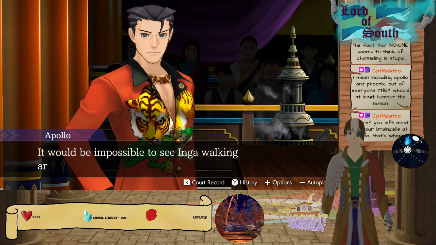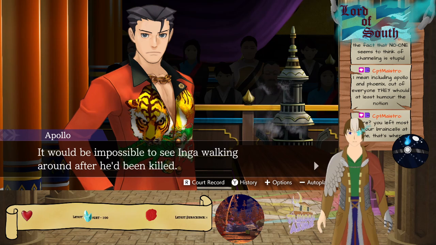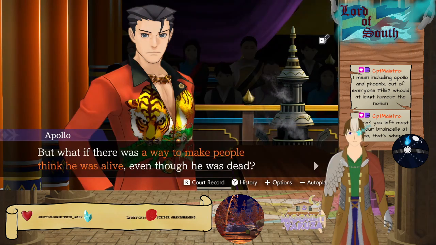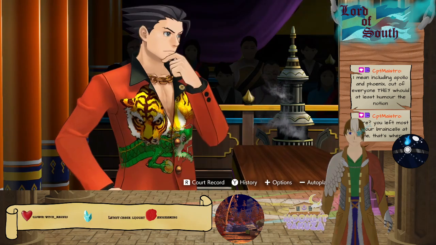Let's see. It would be impossible to see Inga walking around after he'd been killed. But if there was a way to make people think he was alive, even though he was dead.